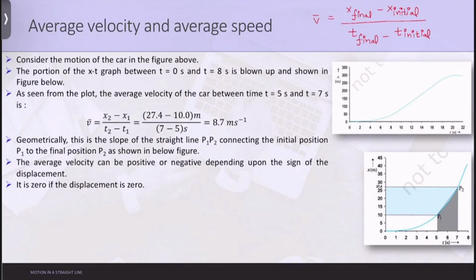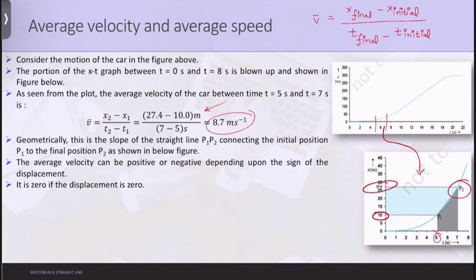So as seen from the plot, 5 seconds would have been somewhere here, 7 seconds would have been somewhere here. They have just magnified this portion. So we can find that at t equal to 5 seconds, the displacement was 10, and at t equal to 7 seconds, the displacement was 27.4. Putting those values in, the average velocity is equal to 27.4 minus 10 upon 7 minus 5, that is equal to 8.7 meter per second.